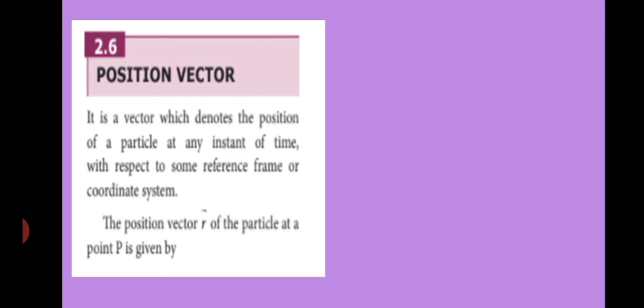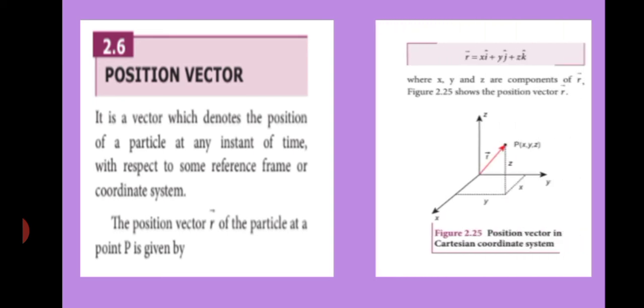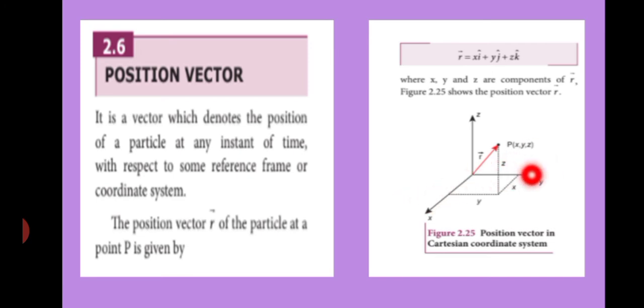Position vector. It is a vector which denotes the position of a particle at any instant of time with respect to some reference frame or coordinate system. The position vector r vector of the particle at a point P is given by r vector is equal to x i cap plus y j cap plus z k cap, where x, y, z are components of r vector, as in the figure. This picture denotes the position vector r in the Cartesian coordinate system, that is x, y, z.